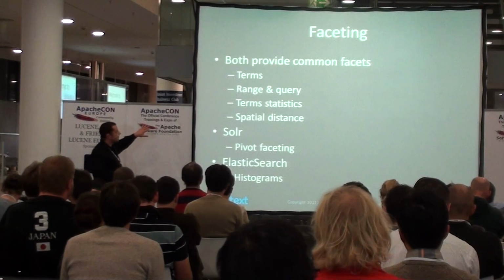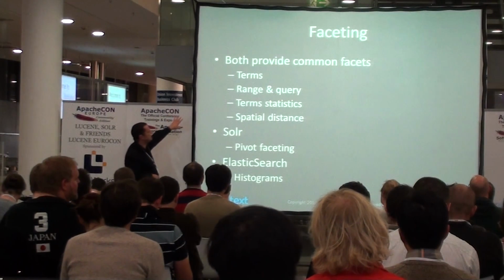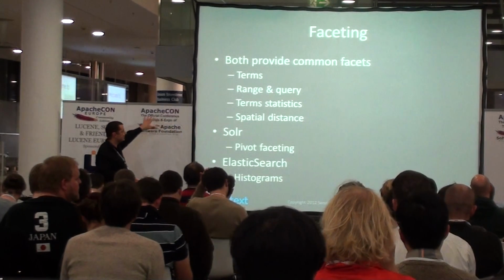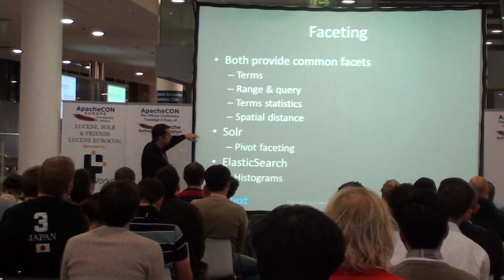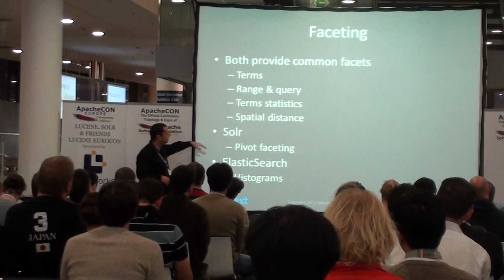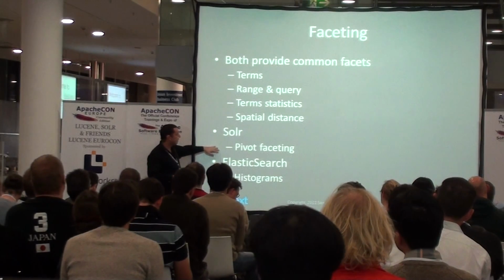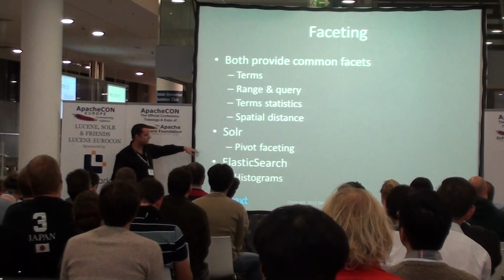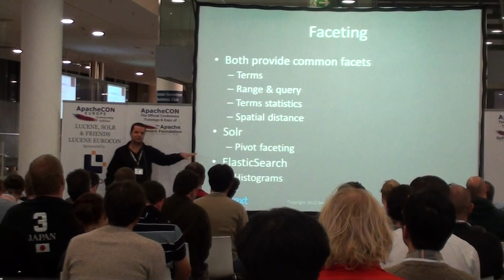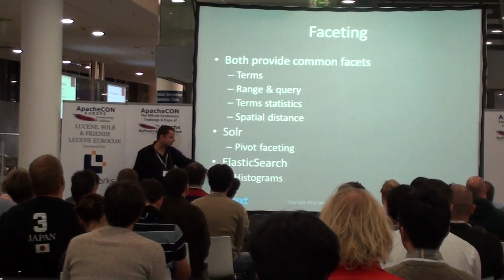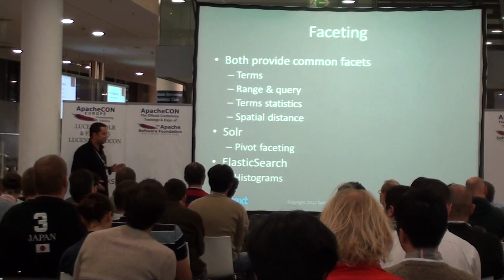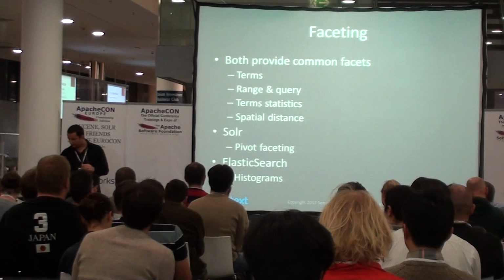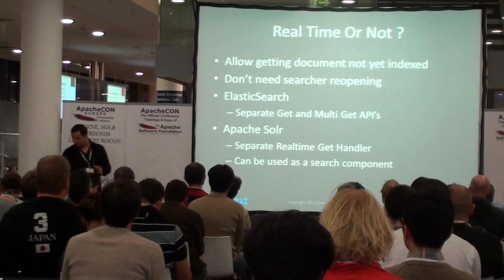Only a few words about faceting. Both provide common facets like term, range, and term statistics, which in Solr is called the statistics component, and spatial distance with function queries in Solr, or range. Solr, on the other hand, has pivot faceting, which Elasticsearch doesn't have, and Elasticsearch allows us to calculate histograms for fields, which is not available in Solr.